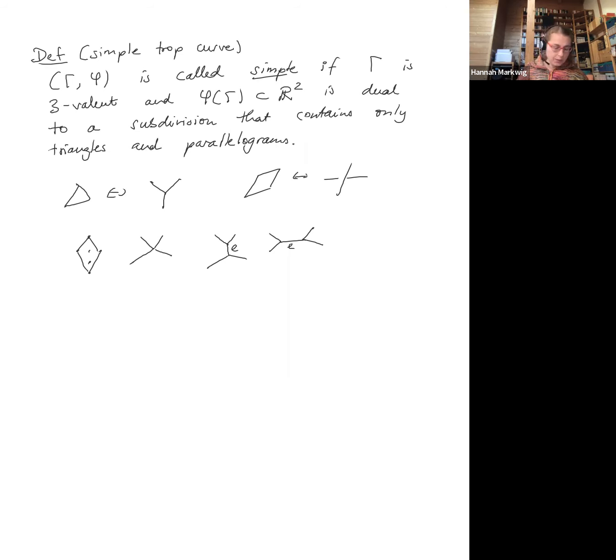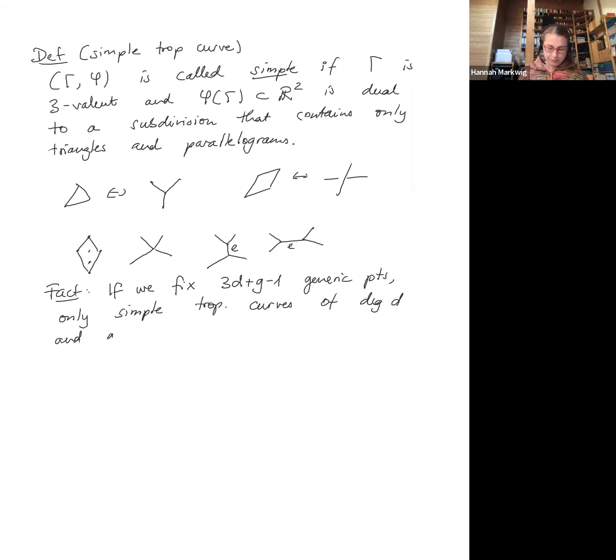So being three-valent will bring you to the top dimensional cells of your moduli space. And that's also the reason behind the following fact. If we fix 3D plus G minus 1 generic points, only simple tropical curves of degree D and genus G pass through them.